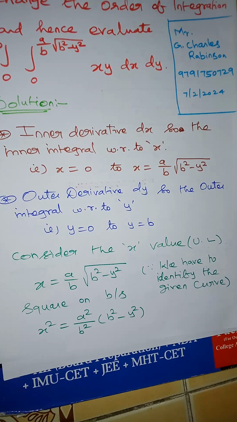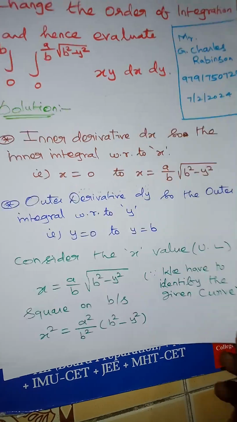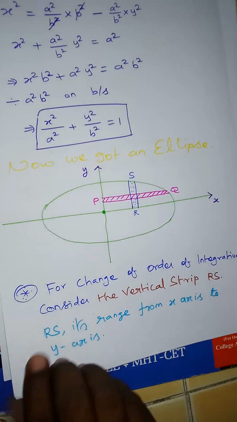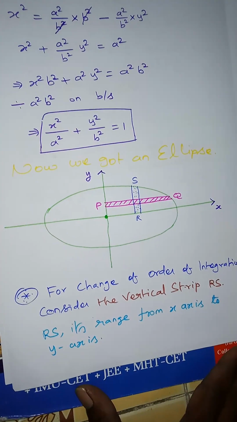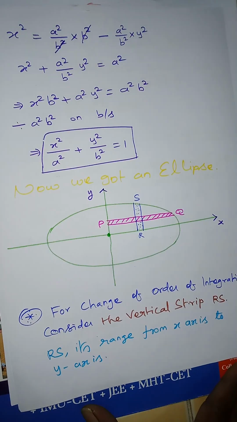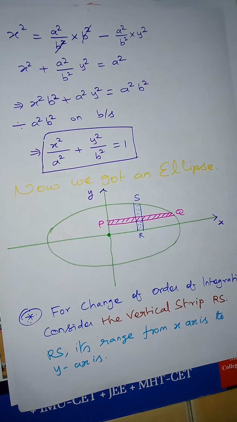Squaring both sides, x becomes x squared. On the right-hand side, a by b becomes a squared by b squared, and the square root is eliminated. We already know the rule. Now go to the next one. x squared is equal to a squared by b squared, into the bracket: b squared minus y squared. Separately I multiply a squared by b squared into b squared, minus a squared by b squared into y squared.